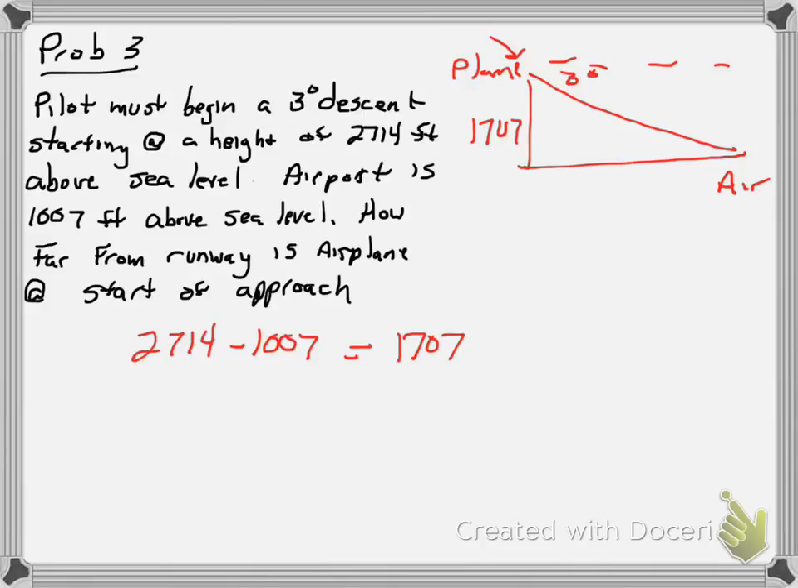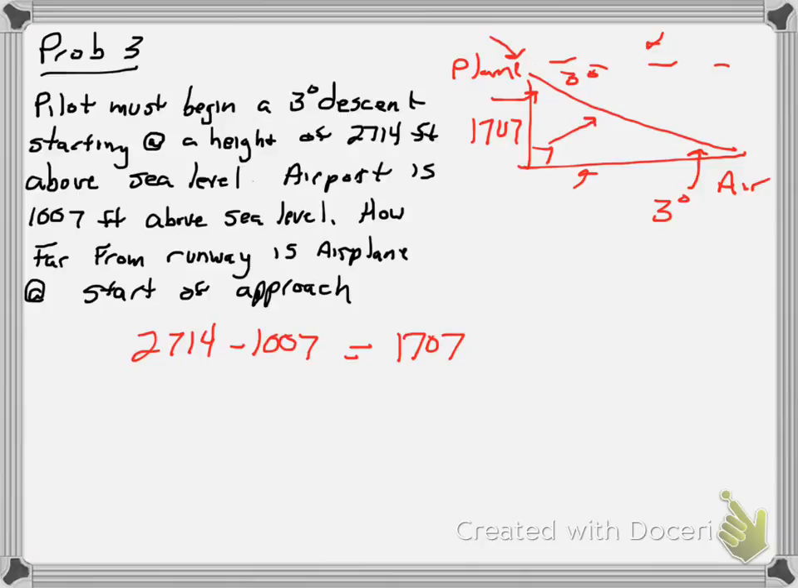Now back to the triangle. We have parallel lines here. The horizontal and this are parallel, cut by a transversal, so we know alternate interior angles are congruent. So if this is 3 degrees, guess what? That is also 3 degrees. Be careful. The angle of descent, or depression, is not inside the triangle. That is not 3 degrees. That is right there. Okay, so there's my 90 degrees.